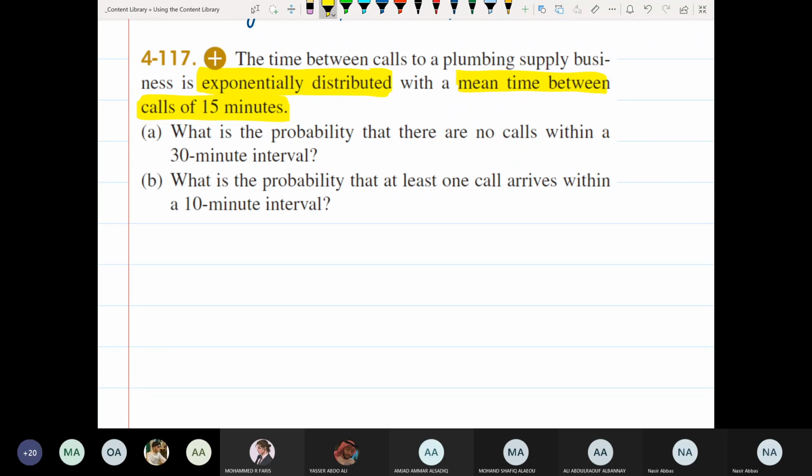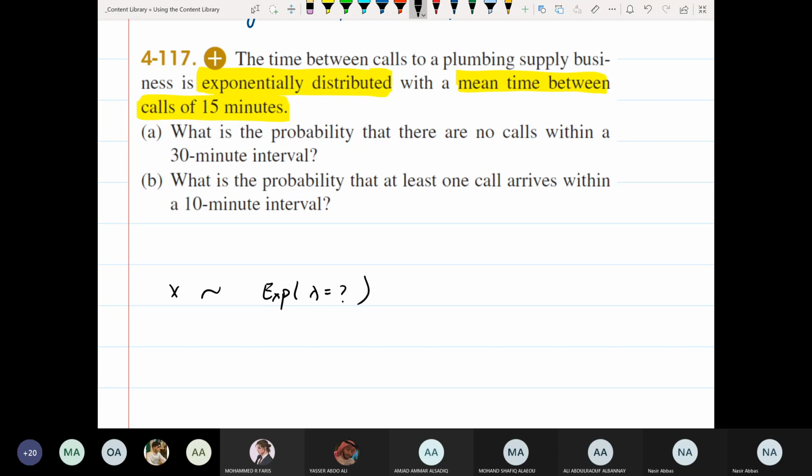Average time between the calls is 15 minutes. So lambda directly is not given. It is given obviously that X has an exponential distribution, but lambda is not given directly. Can anyone tell me what value of lambda is given and how is it given?